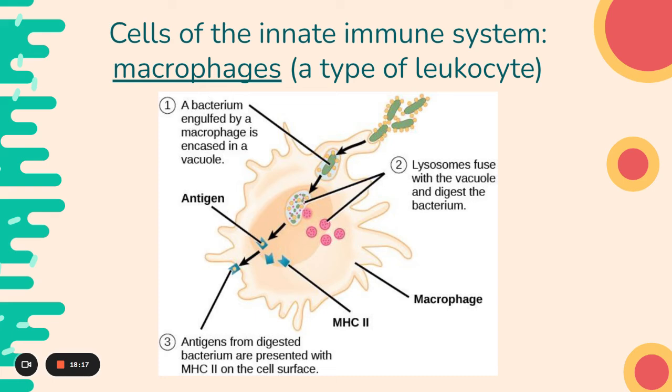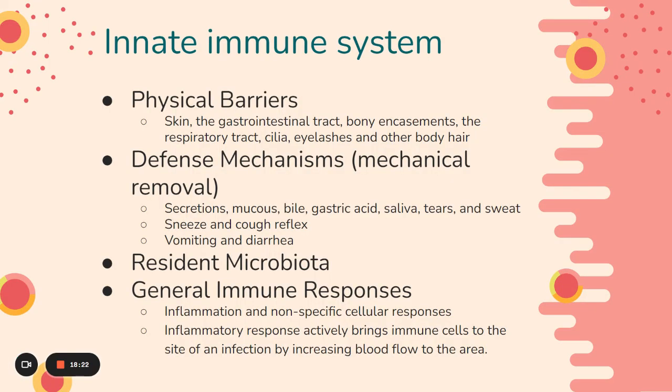Okay, so those are the three cells that I wanted to go over for the innate immune system. We were talking about components of the innate immune system. So we talked about physical barriers, mechanical things like sneezing and coughing. I didn't mention this one, but also our resident microbiota. So the bacteria in our guts take up space and resources that make it harder for foreign particles to make a home in our bodies. And then general immune responses are what we'll get into next.